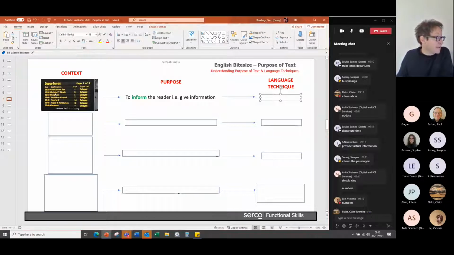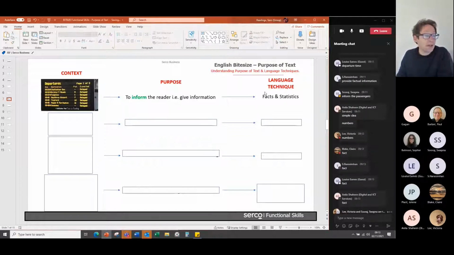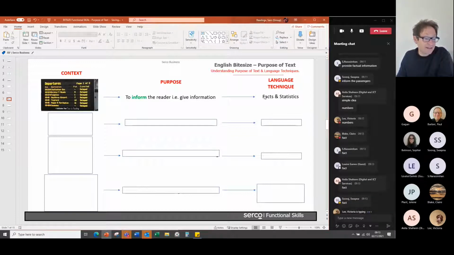Also, this train, Bristol Temple Meads, has been delayed. Is that a fact or an opinion? It's also leaving on platform 8. Is that a fact or an opinion? It's a fact. Good. So informative language or techniques often include giving statistics and giving facts. And I really like the way that you've said there that it's clear and simple as well. That's another big clue. So when you identify purpose of text, you can use context and you can use language techniques. Let's do the next one.